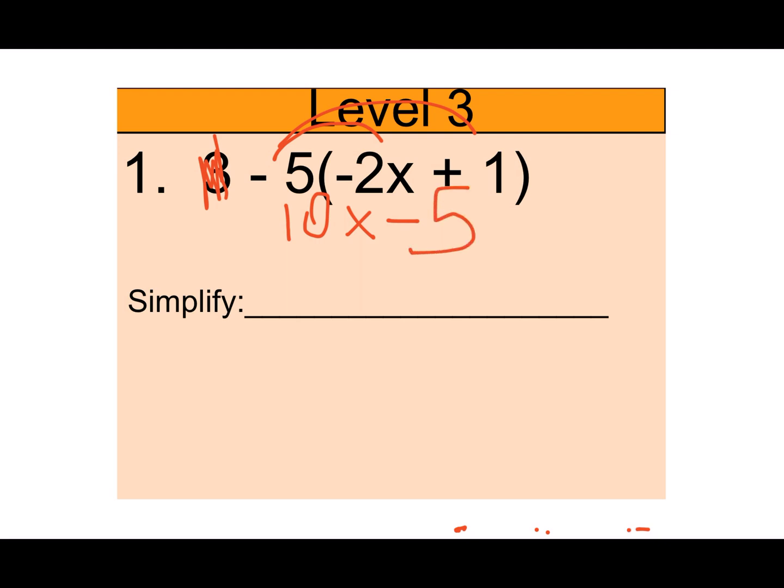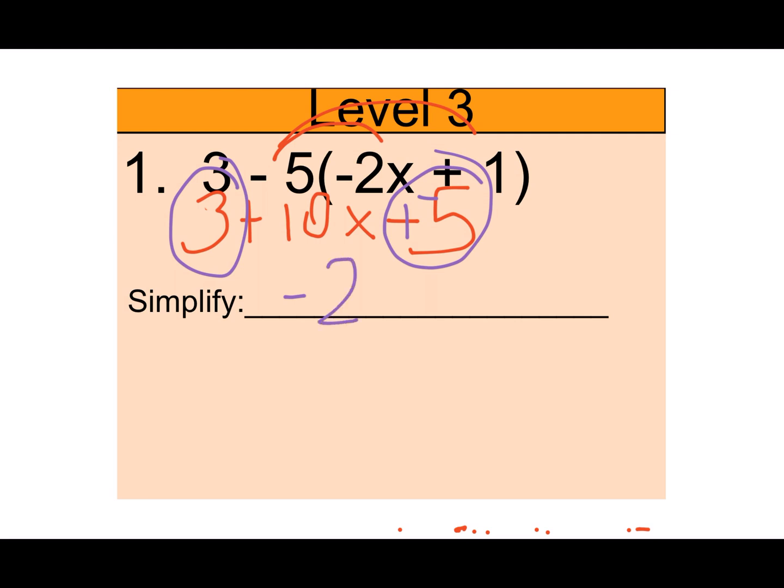Okay, now what I'm going to do is make the 3 mysteriously reappear. This is a positive 10x because I didn't have a negative, so it's positive, and I'm going to write my plus 3 back out here. Okay, now I'm going to combine like terms. 3 minus 5, or plus a -5, is going to give me -2. And then I just have a plain old 10x, so I'm just going to write plus 10x.